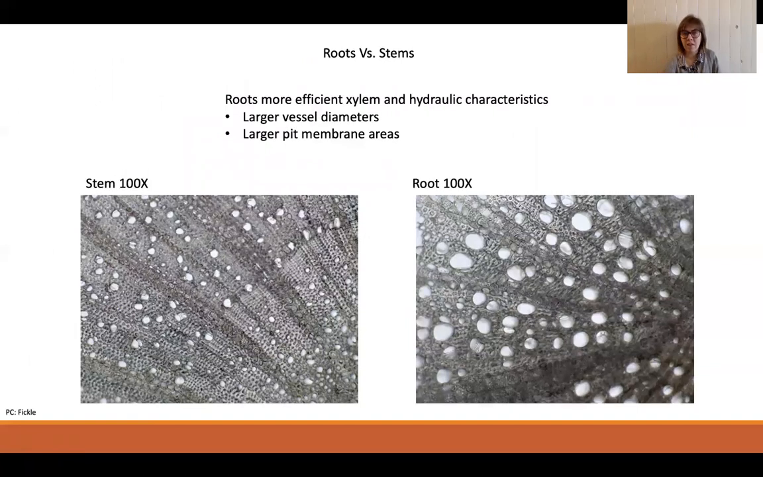Some other things that I found were that roots were more efficient in their hydraulic characteristics and their xylem than the stems were. These pictures down here are taken from a stem and a root of the same individual. You can see here that the stems had much smaller vessel diameters than the roots did, and they also had larger pit membrane areas than the roots.